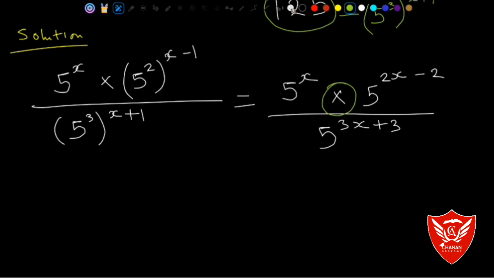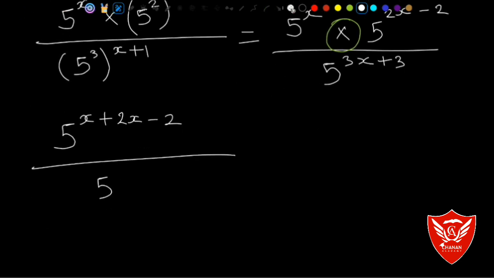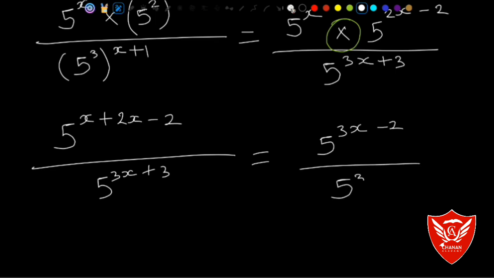Good. From this point, we can apply the indices law that says whenever we find the multiplication sign, we add the power. So let's do that to the numerator. So then we have 5 raised to the power of x plus 2x minus 2 all over 5 raised to the power of 3x plus 3. This is then equal to, if we simplify the power, 5 raised to the power of 3x minus 2 all over 5 raised to the power of 3x plus 3.